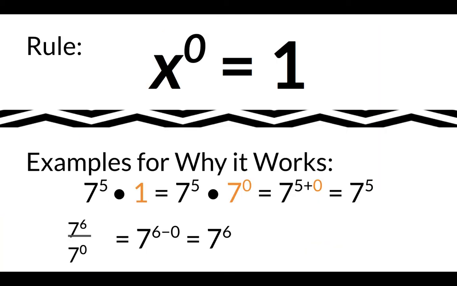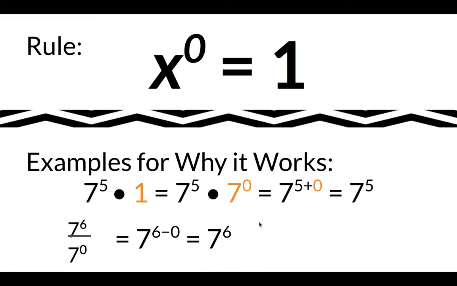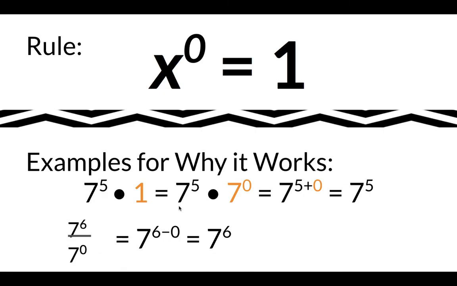Next rule, a base to the 0 power. Any number to the 0 power will equal 1. So how would this look? Show how it works. If we know 7 to the 5th power times 1 is 7 to the 5th power, but if we multiply that times 7 to the 0 power, that means we're going to add our exponents. 5 plus 0 is 5, so that would be 7 to the 5th power.